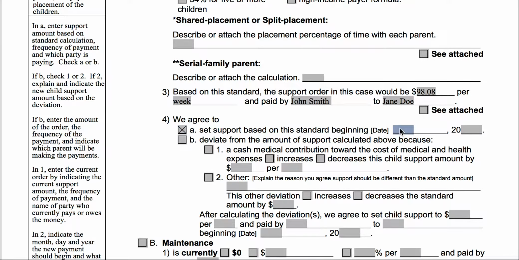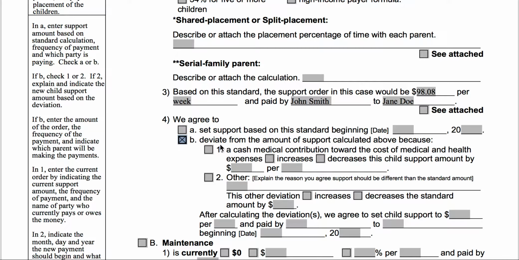And here at the Justice Center, we usually put the first of the next month for when it will begin. So I could do it like that if that's what John and Jane are agreeing to. But we find that most people don't want it to be that number. Some people do, but a lot of people want to do their own thing. And so that's where section B comes in.